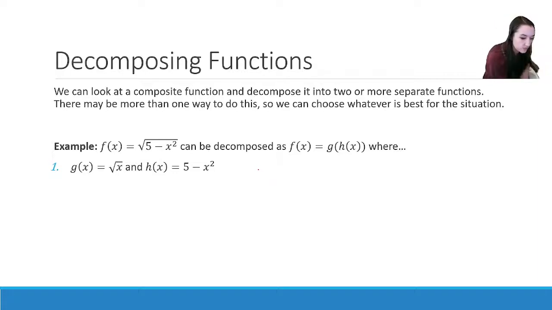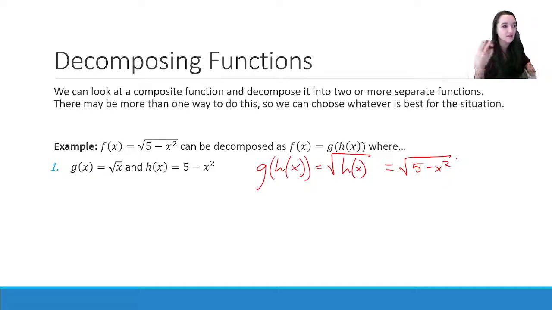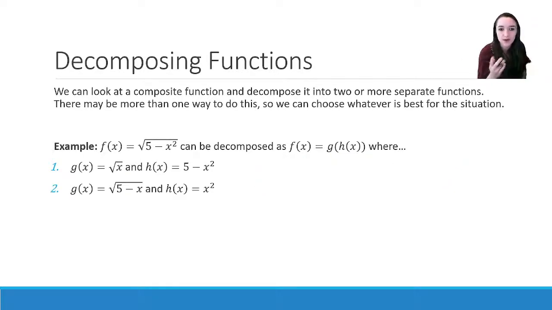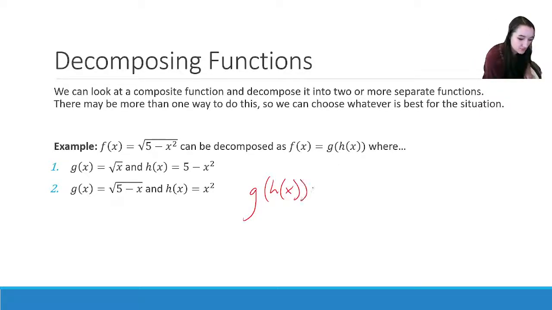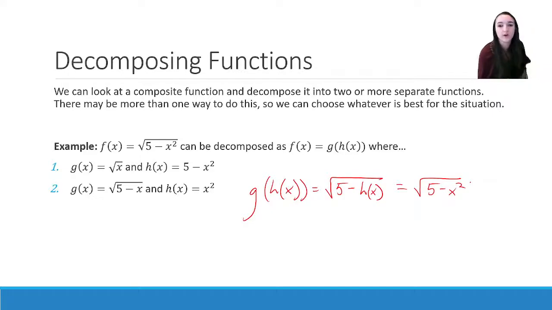So remember, we start with g of h of x, but h of x is 5 minus x squared, so that's square root of 5 minus x squared. So yes, it does look like f of x. But we also could have broken it down into g of x is square root of 5 minus x and h of x is x squared. Because then g of h of x would be square root of 5 minus h of x, which, replacing h of x with x squared, is square root of 5 minus x squared. So we're right back to what f was.